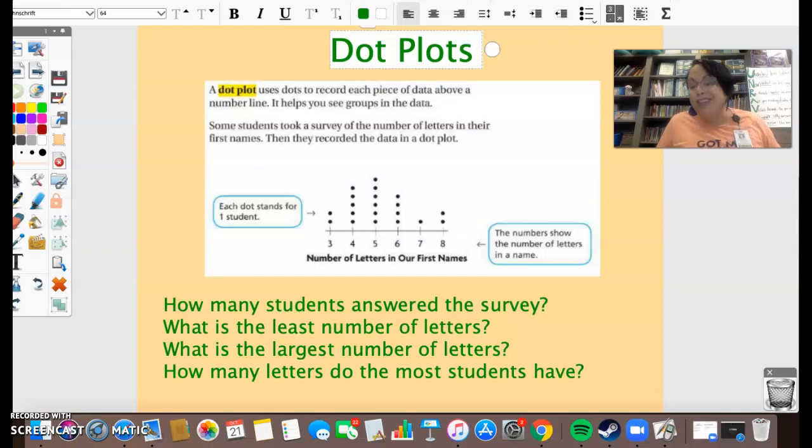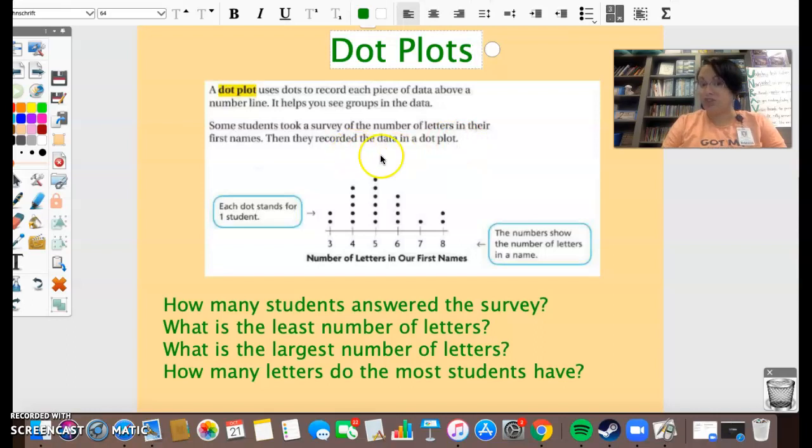Dot plots are a lot like a graph. It's just instead of a bar graph or pictures, it's dots. A dot plot uses dots to record each piece of data above a number line. Okay, it helps you see groups in data. It helps you compare. So here's the example they did.